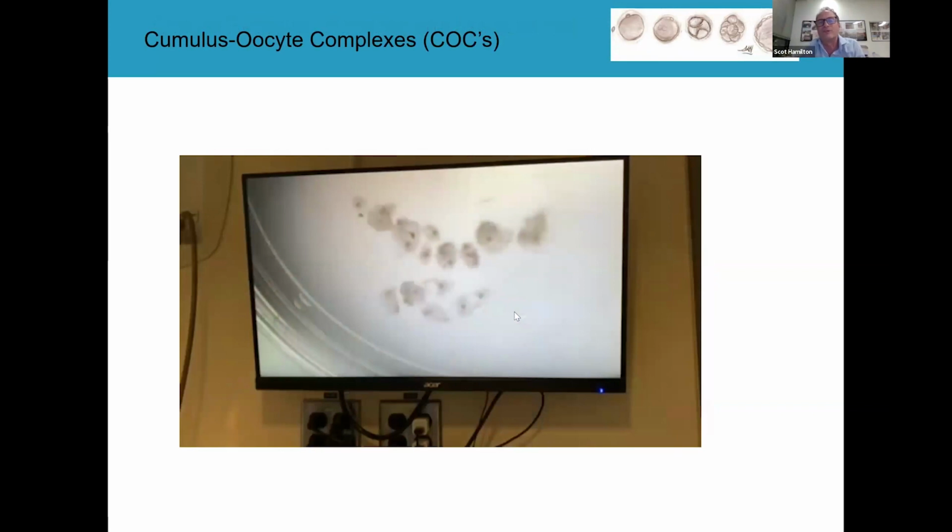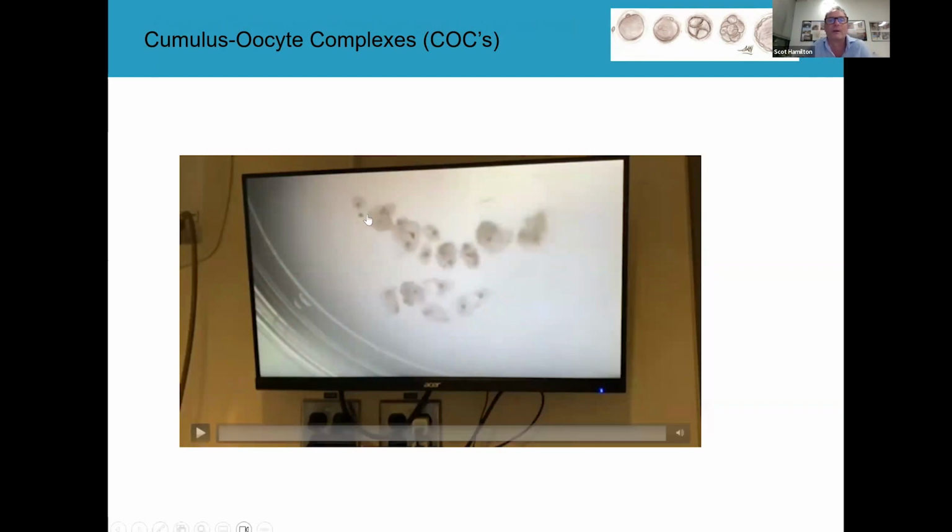First thing the embryologist sees when they look at the aspirate from the tube is these cumulus oocyte complexes. The egg's in there, it's about 1/10 of a millimeter. It's surrounded by cumulus fluffy granulosa cells. And that complex is about 1/2 centimeter. So you can see these very clearly with the naked eye.